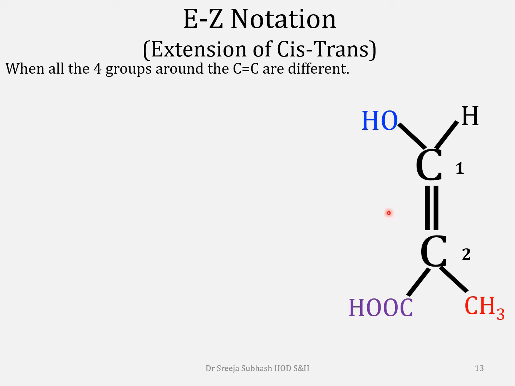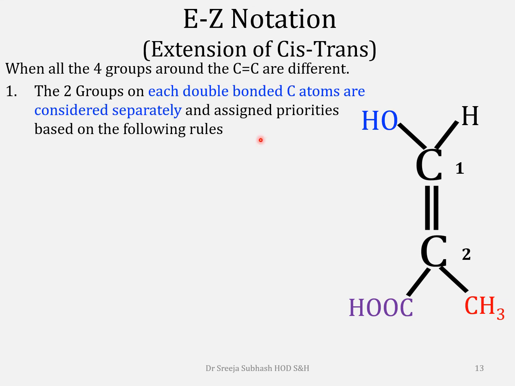Well, EZ notation is assigned based on a set of rules. Let us check them one by one. The 2 groups on each doubly bonded carbon atom are considered separately and assigned priorities. That means, first of all, we consider carbon 1. The groups attached to carbon 1 are taken, and then they are assigned priority. Once this is over, only then we move to the second carbon atom, consider the groups attached to that carbon atom, and then assign priority. So we consider the 2 carbon atoms separately.